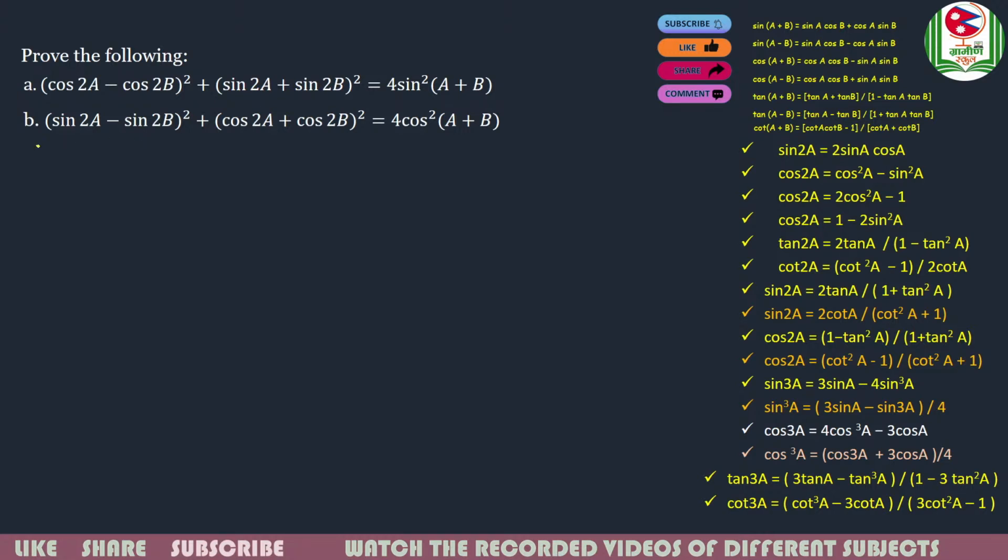So for this, what we will do is take the LHS, we are solving this one, and I will only solve this one, and using the same concept you can solve the other.